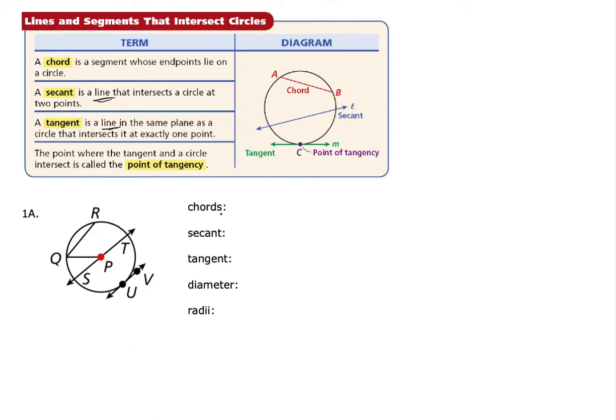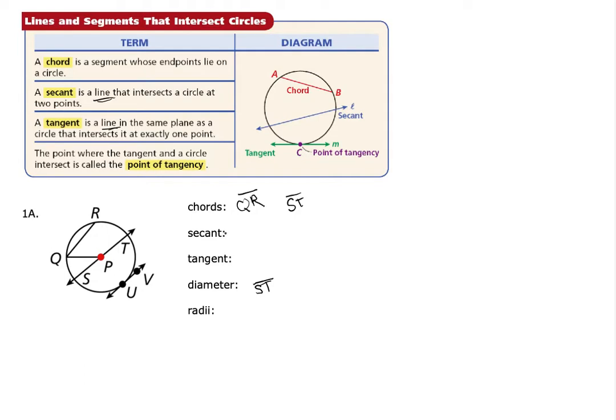Okay? So chords, in this case, we should have QR, and that's a segment. I'm going to write it as a segment. And the other chord would be ST. Okay? Because both endpoints are on the circle. And yes, we know that ST is also the diameter, so I'll just go ahead and put that in there.